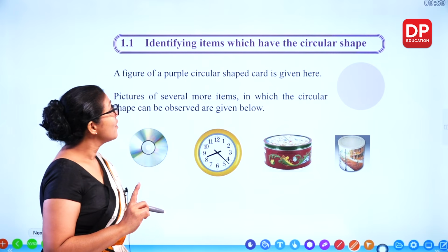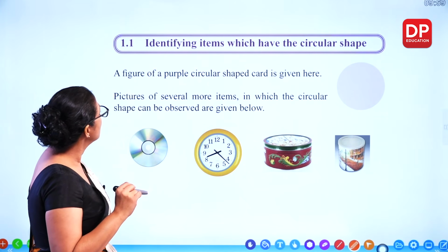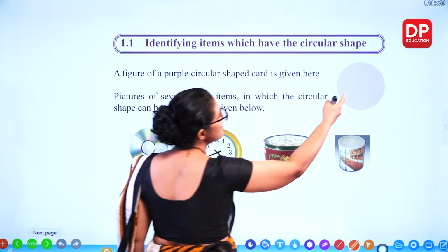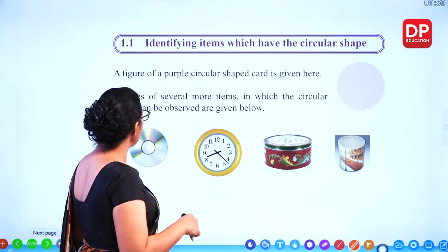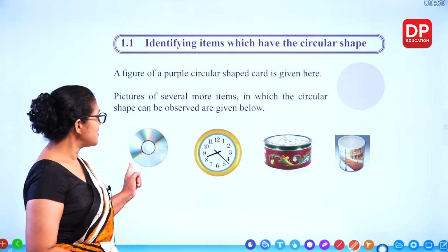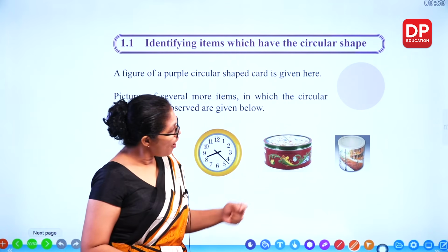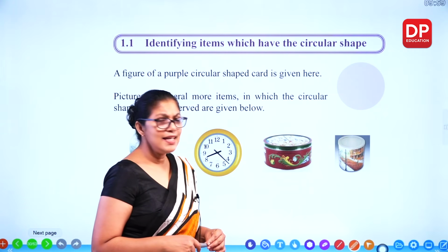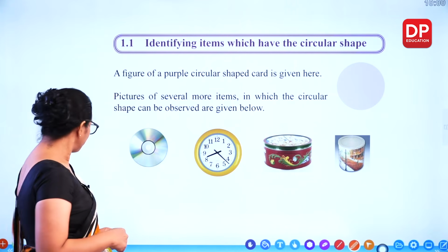Now look at this one. This is in your textbook. So here can you see there's a purple color circular shaped card and several shapes. CD disc. What about this one? Clock. A drum is there and a tin. Biscuit tin. So those are circular shapes, figures.